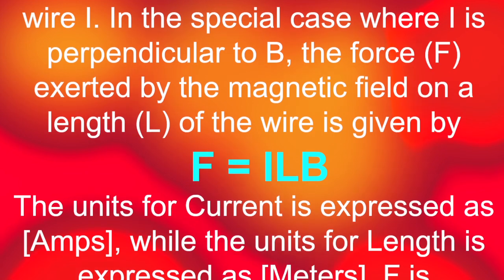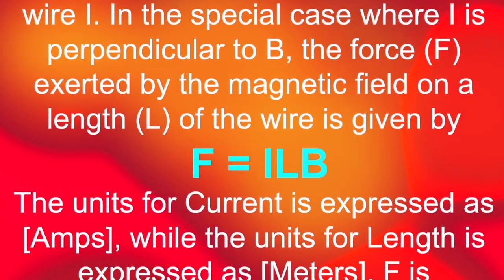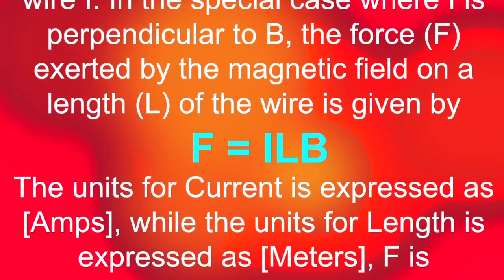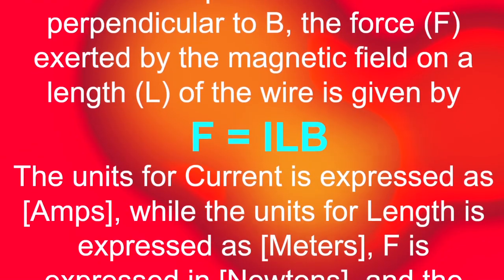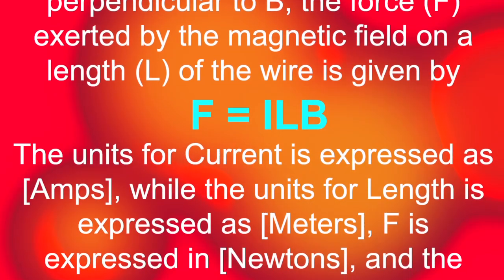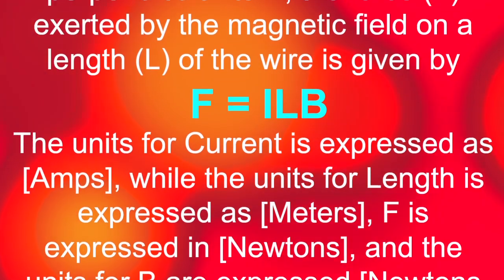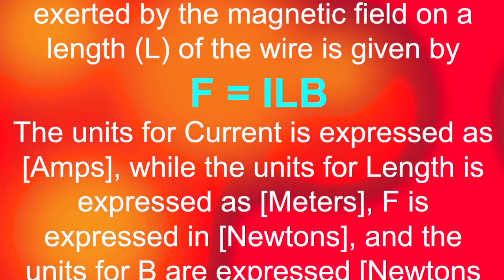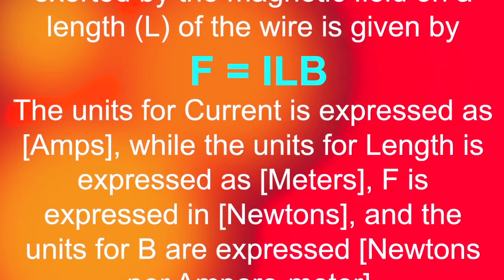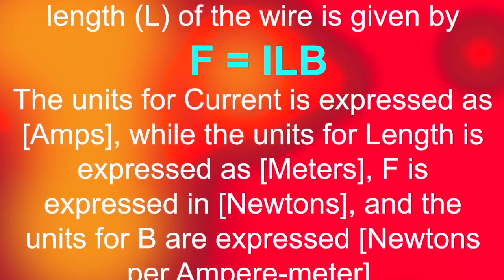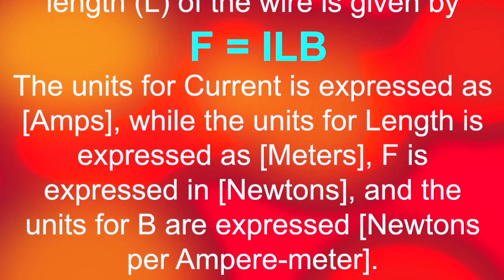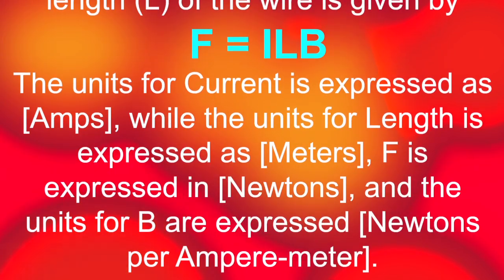In the special case where I is perpendicular to B, the force F exerted by the magnetic field on a length L of the wire is given by F equals ILB. The units for current is expressed as amps, while the units for length is expressed as meters. Force is expressed in newtons, and the units for B are expressed in newtons per ampere meter.